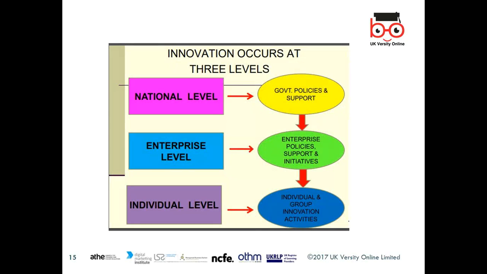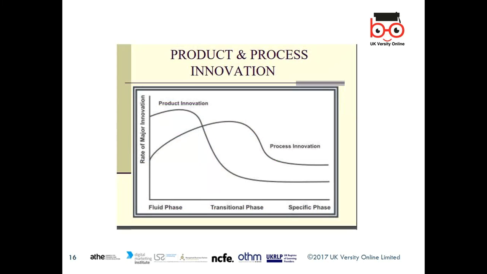So innovation occurs at 3 levels in our organization. When we are looking at the national level, we can look around the innovation. We can look around the enterprise level, and we can look around the individual level. At the individual level, as a group, what innovation we can bring; at the enterprise level, what policies we can adopt towards innovation; and at the national level, as a government or the individual company.